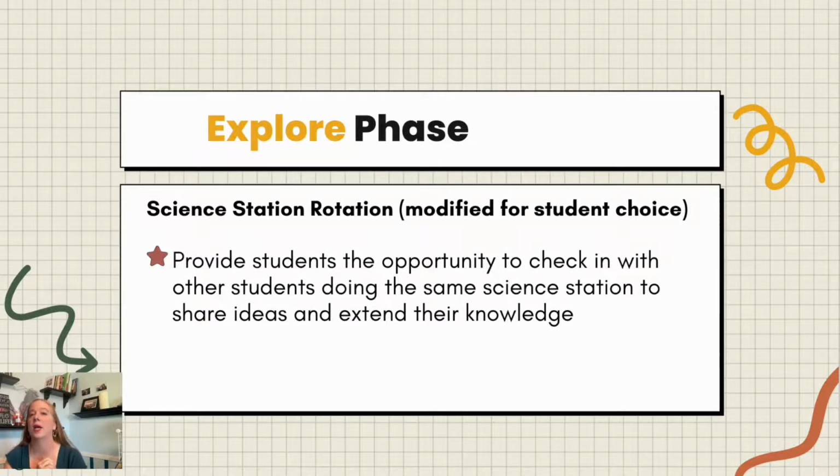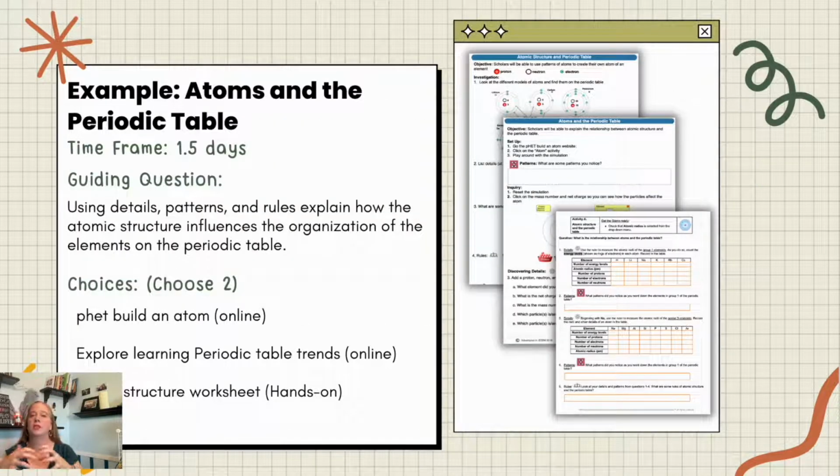Here is an example of the one I did with my advanced students, the ones that have my gifted learners in that class. We did 1.5 days, again, on atoms of the periodic table. The guiding question for them was, using details, patterns, and rules, explain how the atomic structure influences the organization of the elements on the periodic table. And they had 3 different stations: the PhET Build an Atom station, the Explore Learning Periodic Table Trends, and then an atomic structure worksheet where they looked at different atomic structures from elements in similar groups and also similar rows so they could get some information.